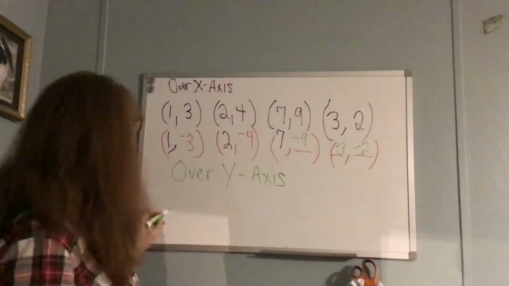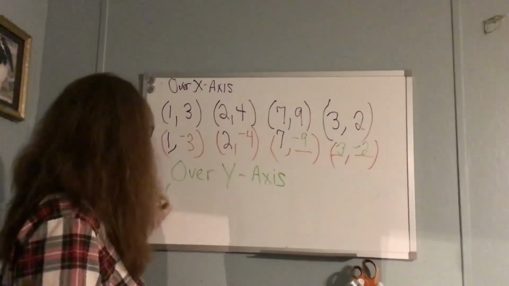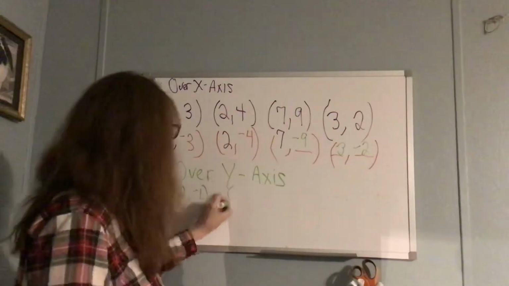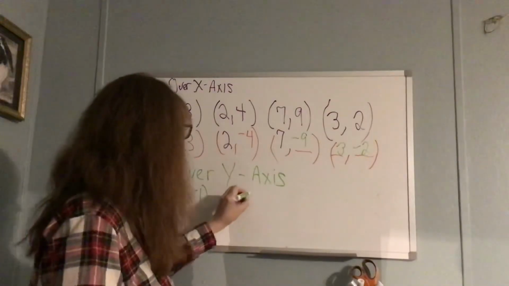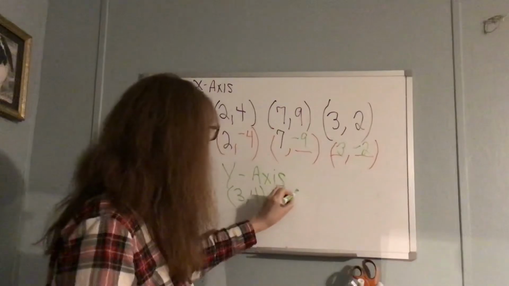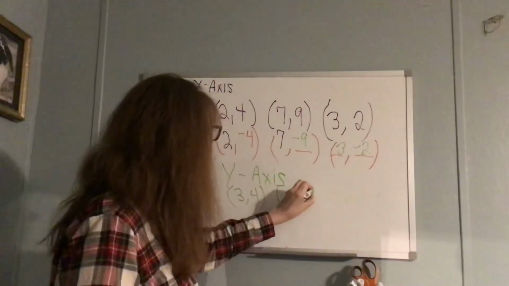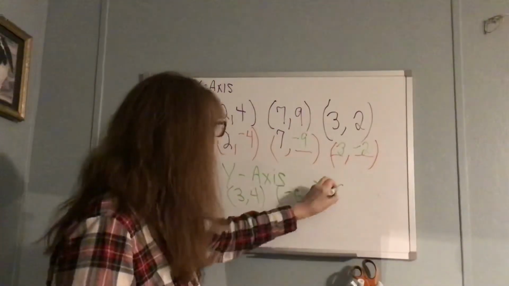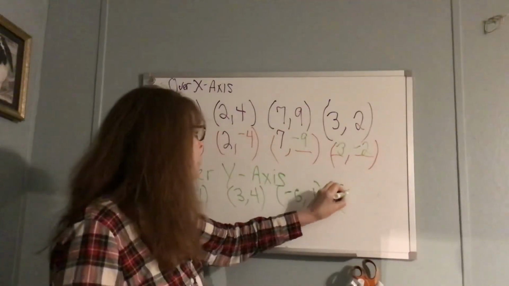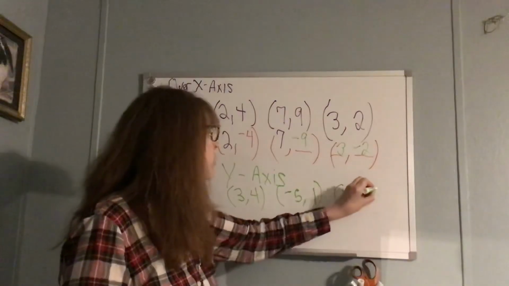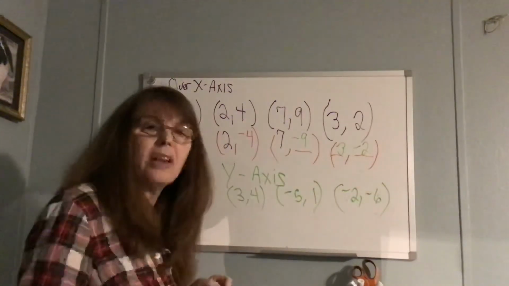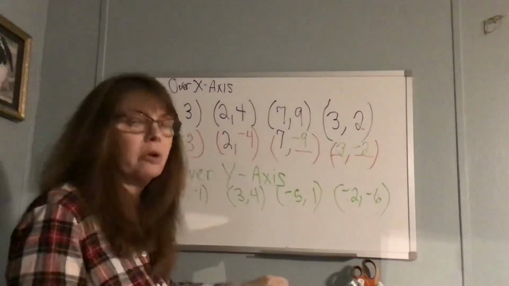Okay, so over the y-axis, let's go ahead and reflect (-2, -1), and we're going to reflect (3, 4). We're going to reflect (-5, 1), and we're going to reflect (-2, -6). All right. Nick got bored. He likes reflection and plotting points, but he's not too thrilled about this one.